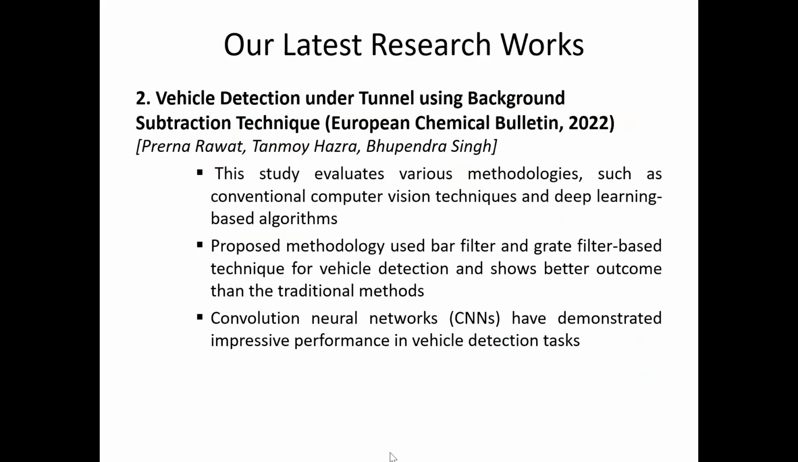This is another application, another research work published in 2022: vehicle detection under tunnel using background subtraction technique, published in European Chemical Bulletin in 2022. Again, it takes satellite images, and even images from various tunnels, and that is mainly useful for traffic control in a particular tunnel, because it is very difficult to control the traffic or to check the level of traffic in a particular tunnel.